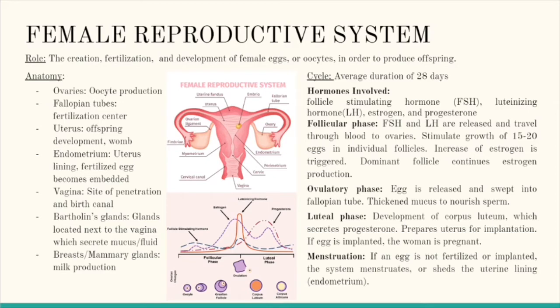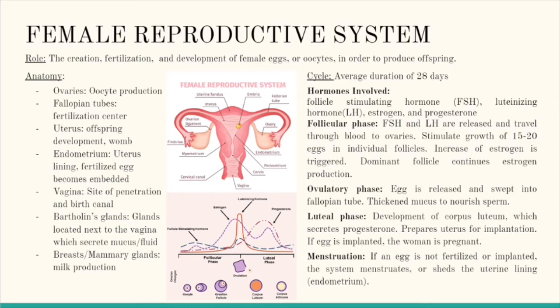In the female reproductive system, you have a menstrual cycle, which has an average duration of 28 days in females that are of childbearing age. In this organ system, you have a lot of hormones involved. These include the follicle stimulating hormone, which is known as the FSH. You have the luteinizing hormone, which is known as the LH. You have the most commonly known one called estrogen, and you have progesterone.